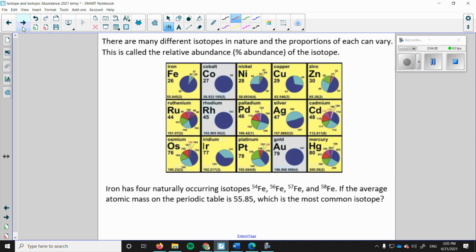This is common for most of the elements in the periodic table. The proportion is going to be different. Some of them have very few isotopes.